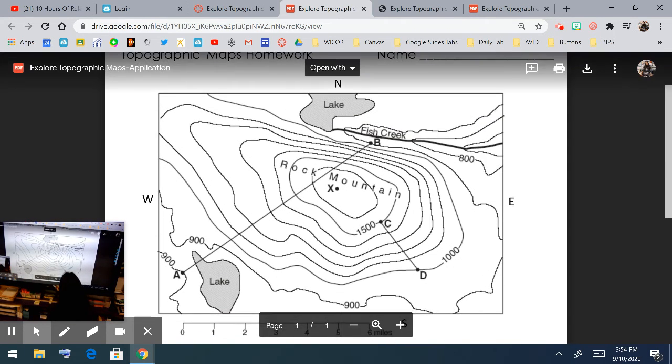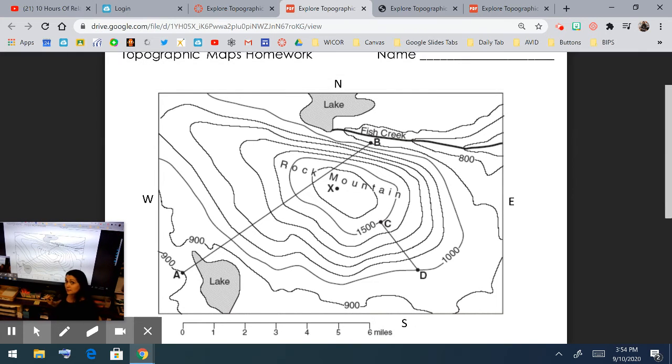Okay, so last thing I want to talk about is the steepness of this hill, Rock Mountain, and what that means about the lines. So you notice these lines right here I circled in green versus these lines right here I circled in red. I want to know what the difference is physically between these lines and these lines. Think, go. 3 seconds.